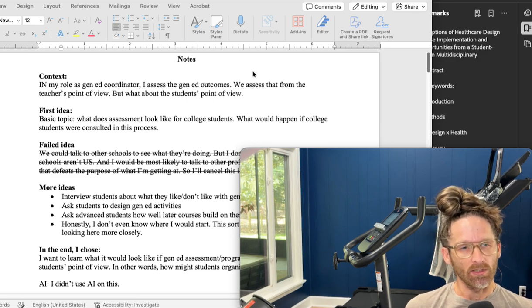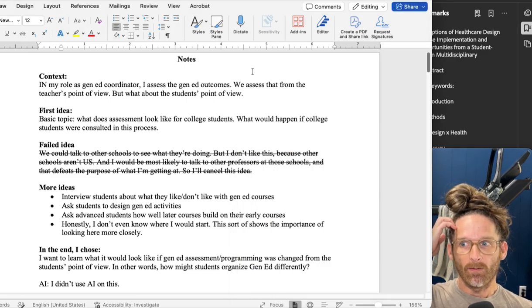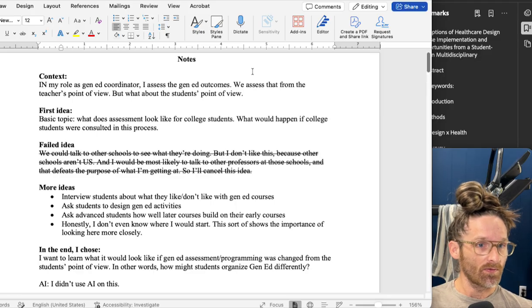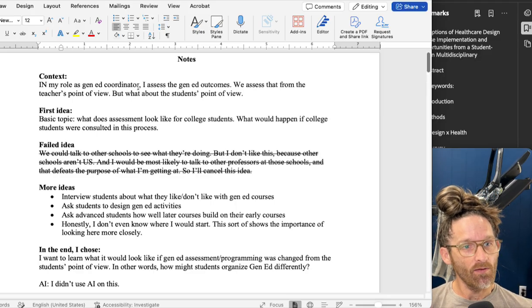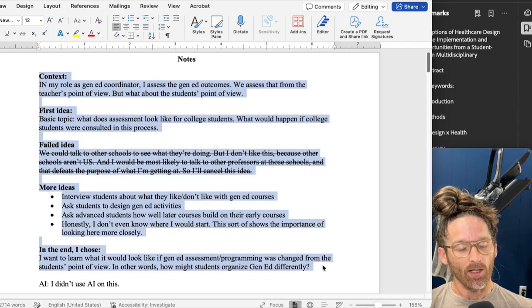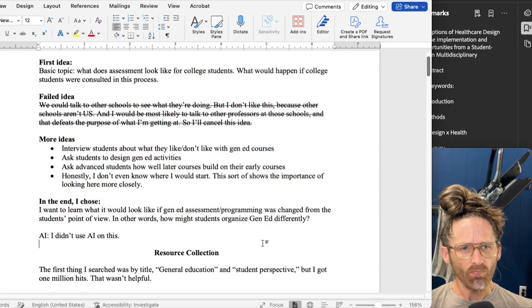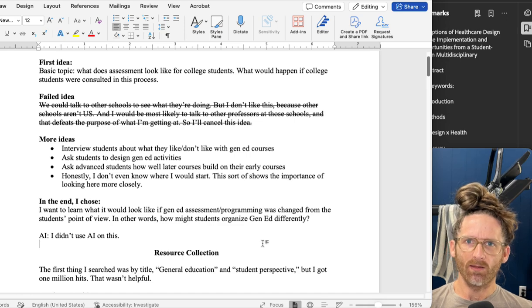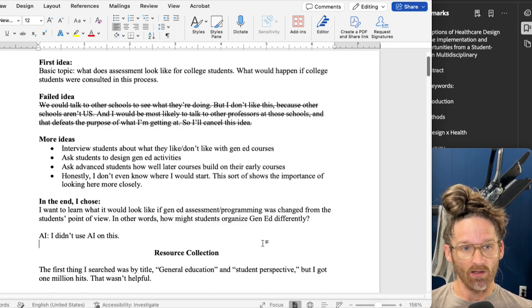But maybe I'll talk a little bit later about what sort of research I might build on top of this background literature review. So I have my notes from my brainstorming, how I had a couple of ideas, the ones that I decided not to pursue, and then the ones that I decided to pursue. Throughout all of this, I haven't used AI. It's just not part of my process. I will use AI to do the same project in a later video because I'm curious to see what it does well and what it does poorly.